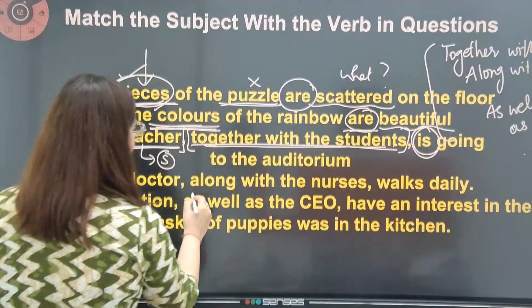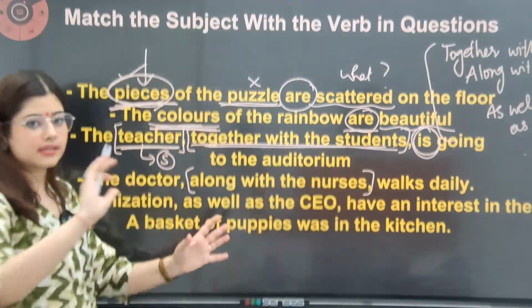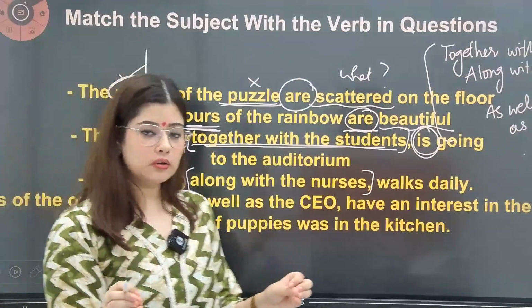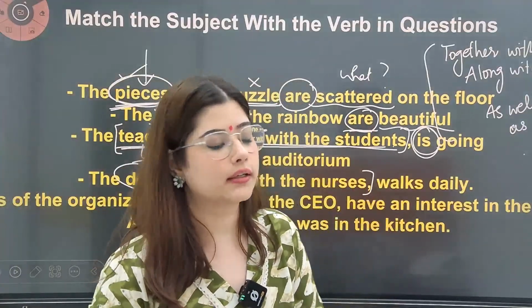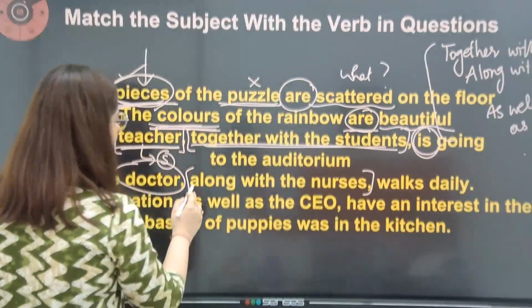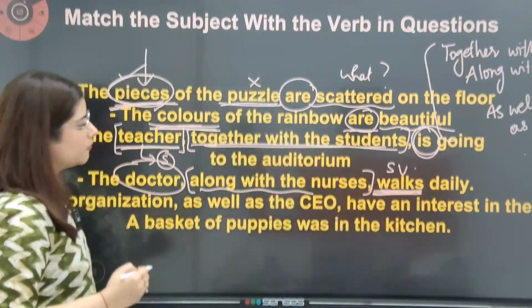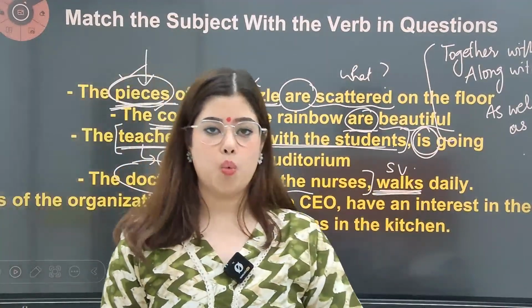Similarly, the doctor along with the nurses. What is our subject here? Doctor, which is a singular subject. So, the doctor along with the nurses walks daily. We have chosen a singular verb form.